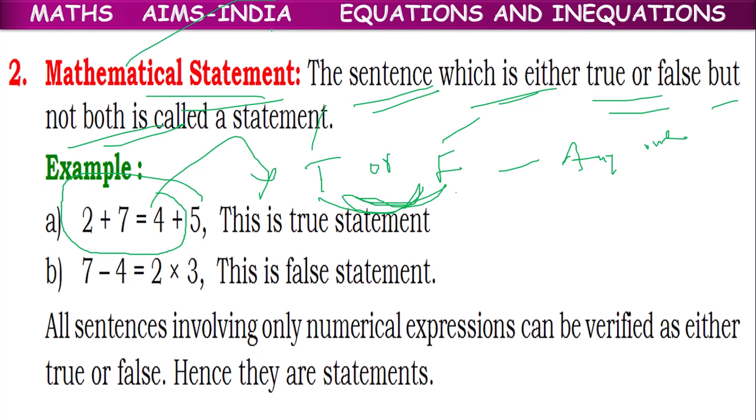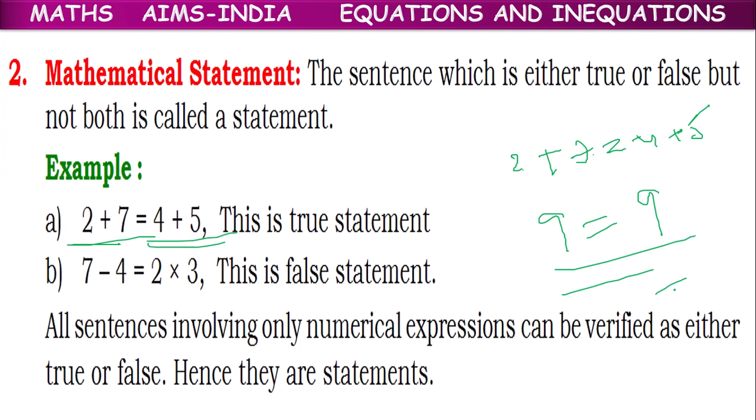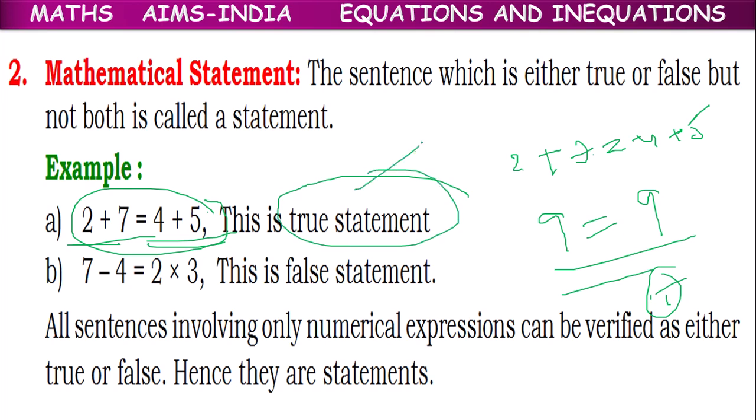So here, 2 plus 7 equal to 4 plus 5. It's a mathematical sentence. 2 plus 7 equal to 9, 4 plus 5 equal to 9, 9 equal to 9. This is true. So this mathematical sentence is a true statement because we are able to tell that it is true.